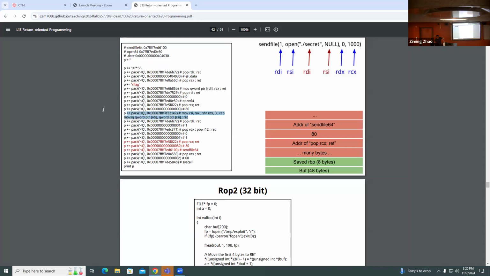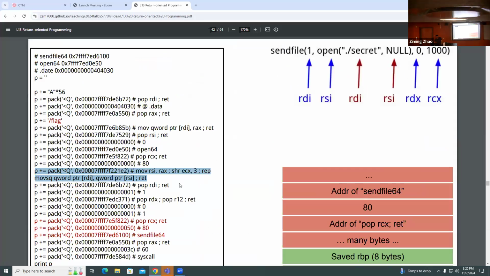For this part, I think it's easier to just move three there, make things much easier. Instead of moving RAX to RSI, you can just move three because we already know that it will be three.